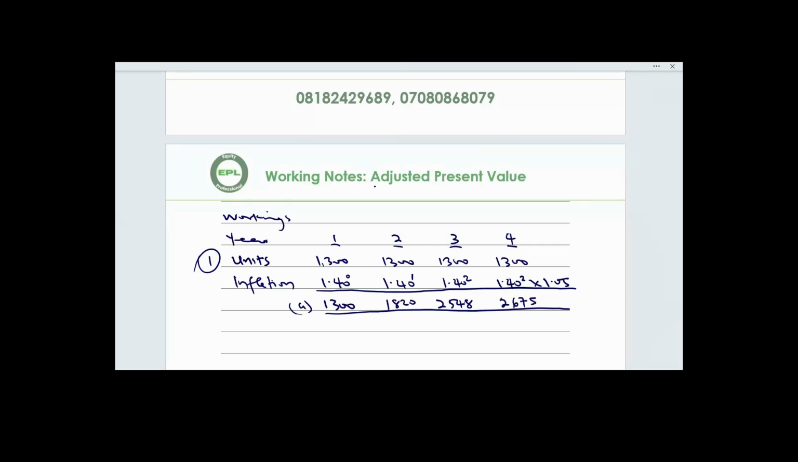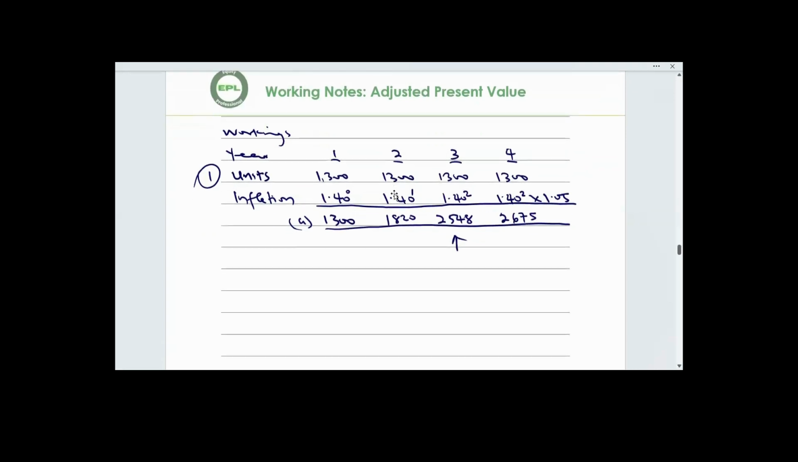2675. That's it, because the examiner told you that the sales unit is increasing by 40% before falling to 5%. So in the fourth year, this 1.40 raised to power 2 is what you have in year 3. It has now fallen to 5%, so you are just increasing this number by 5%. That's all. That's what the examiner told you.